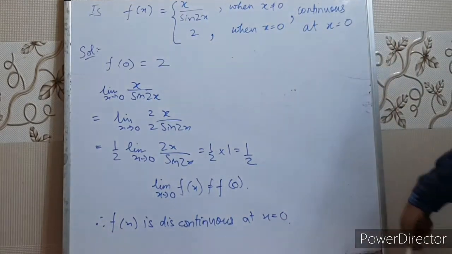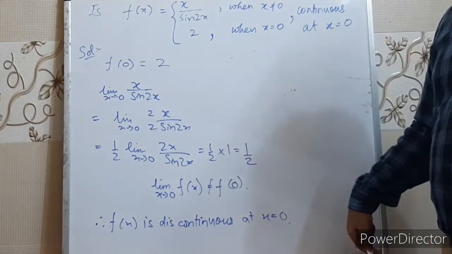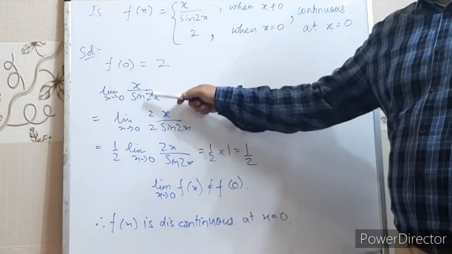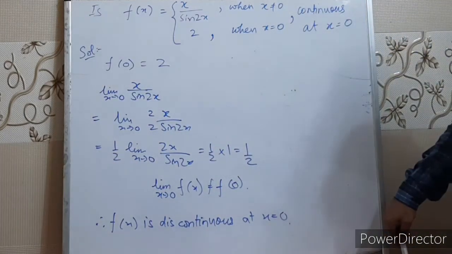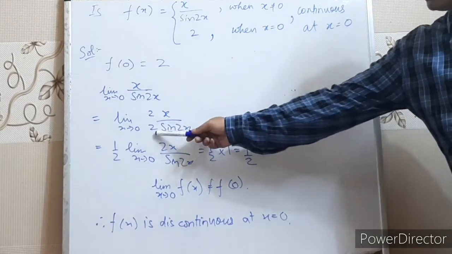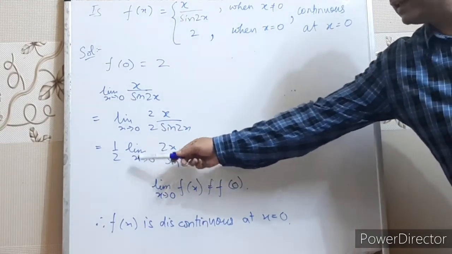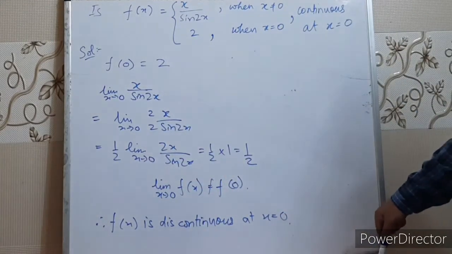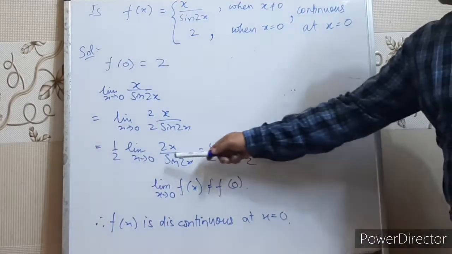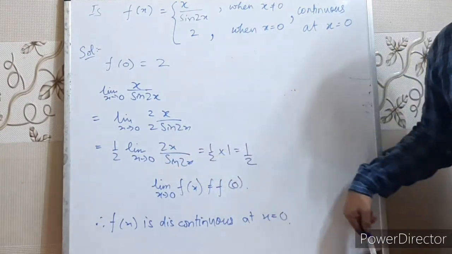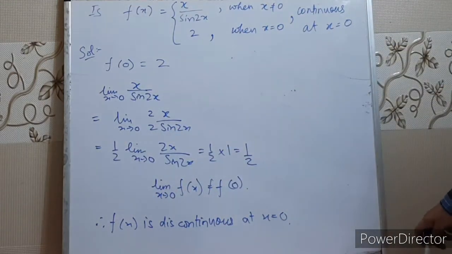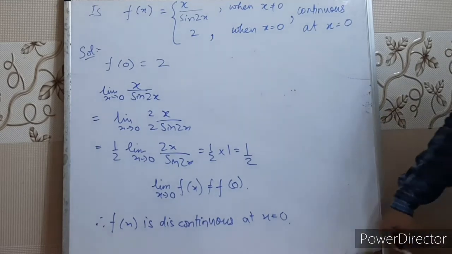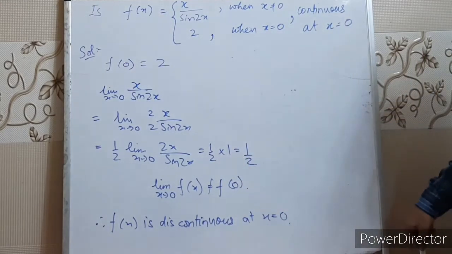And if you calculate the limit of the function, we know how to calculate x upon sin 2x. We multiply by 2 and divide by 2. Then the 1 by 2 comes outside the limit, which is a property of limits. It becomes limit as x tends to 0 of 2x upon sin 2x, and this has the value 1. The limit as x tends to 0 of x upon sin x is 1, as you have studied. Now 1 by 2 into 1 equals 1 by 2.